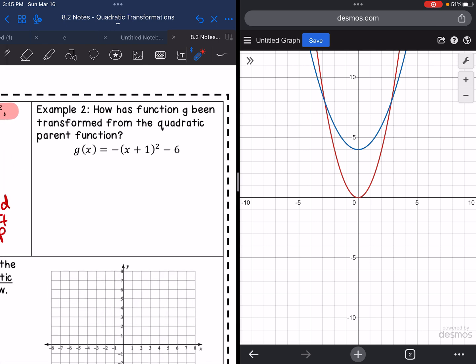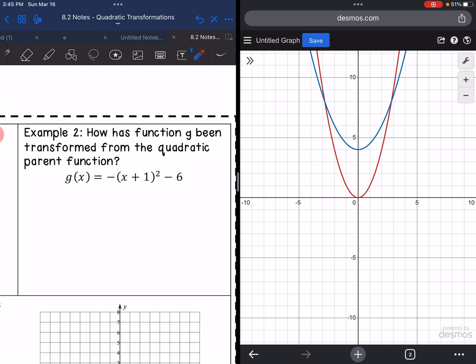All right, looking at example 2, how has function g been transformed from the quadratic parent function? So this time they don't have the f of x in here, but they did put that squared. All right, so they've just written this in regular quadratic notation. We're not having to look back at the parent function. But remember, the parent function is just x squared. So we've got several transformations happening. We've got this negative outside the parentheses. We've got a plus 1 inside. And we've got a minus 6 outside.